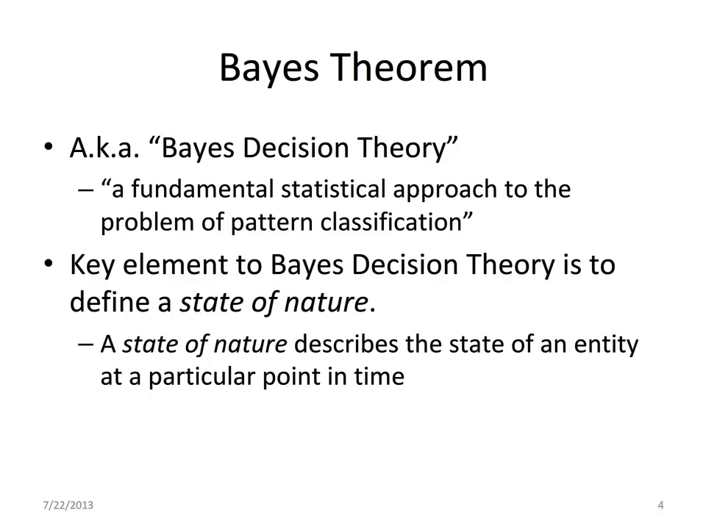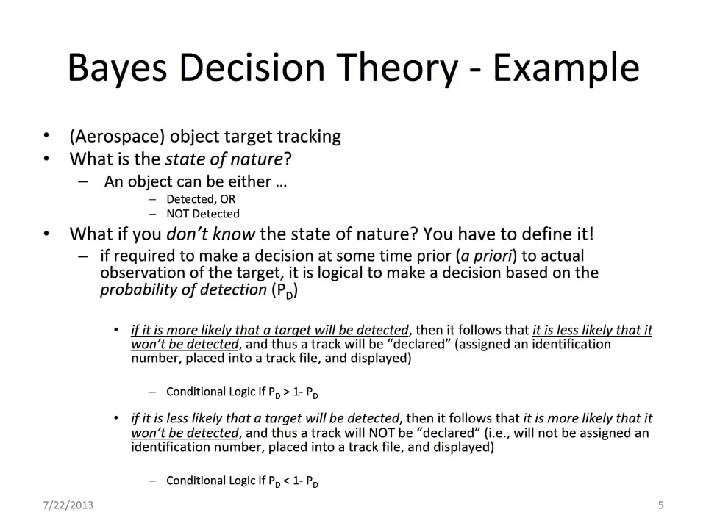Now, when tracking an object, you can either find it or not find it. So we call that a detection or a not detection, which basically means it doesn't pass the criteria for declaring a target as valid. What if you don't know the state of nature? Then you have to define it.